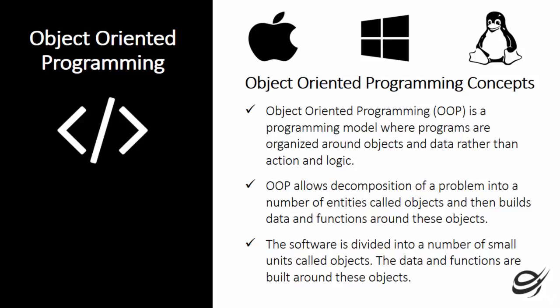And this is typically what you'll do with object-oriented programming. You'll take an object related to your class file and build all of your properties and methods to associate with that class, and you initiate those different properties and manipulate them to whatever you want inside of your code. The software is typically divided into a number of small units called objects. The data and functions are built around these objects, tying back to the concept of object-oriented programming.